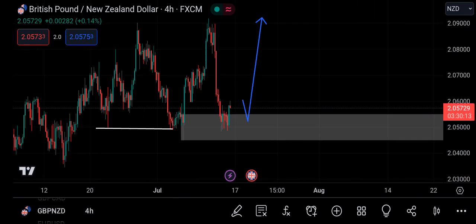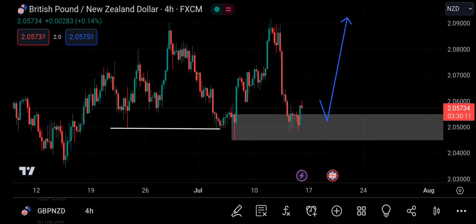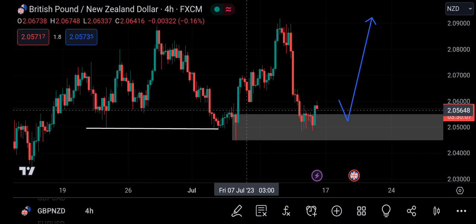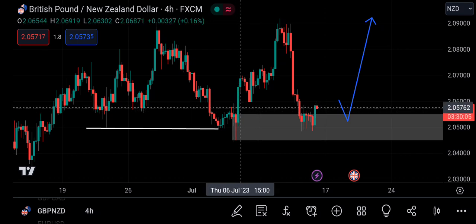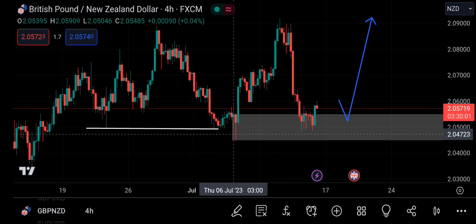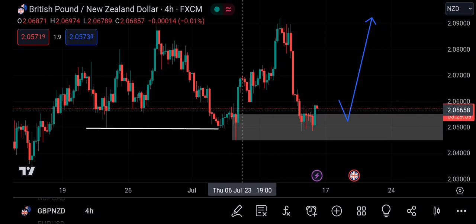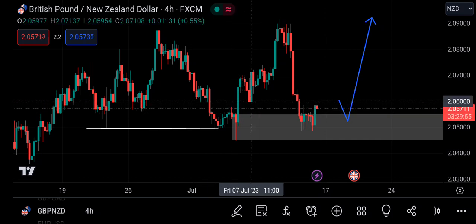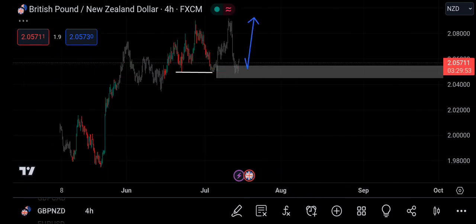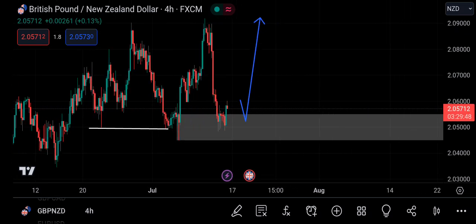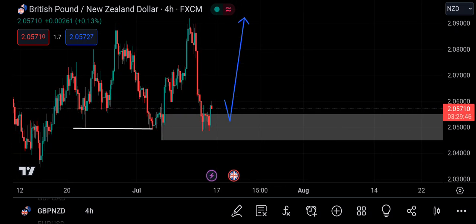But for the fact that it gave us a reaction, we had a break of structure to the upside, and we had inefficiency in between. We also had the first pullback after the break of structure. We had an order block resting beneath the fair value gap. So that is good to validate that this move is still continuing to the upside. So yeah, it's still a blessed week.